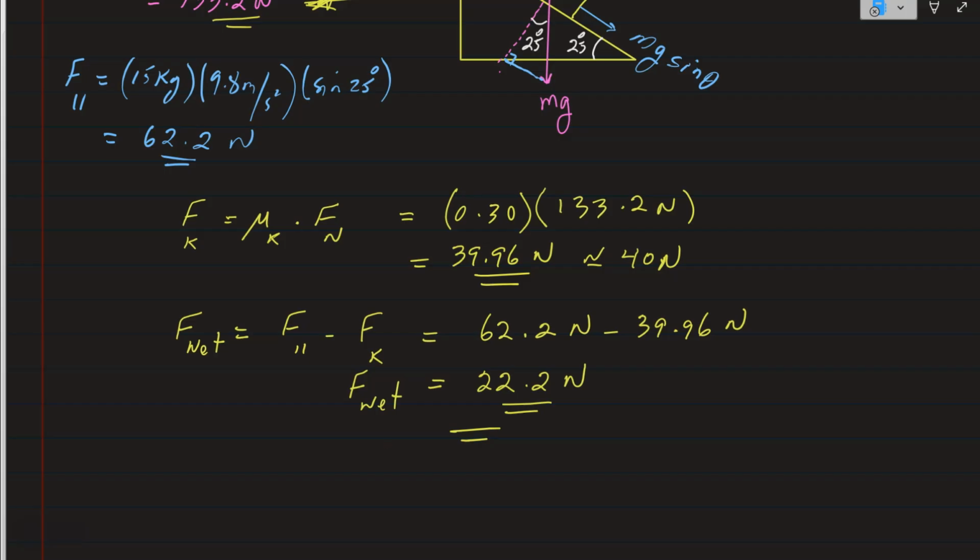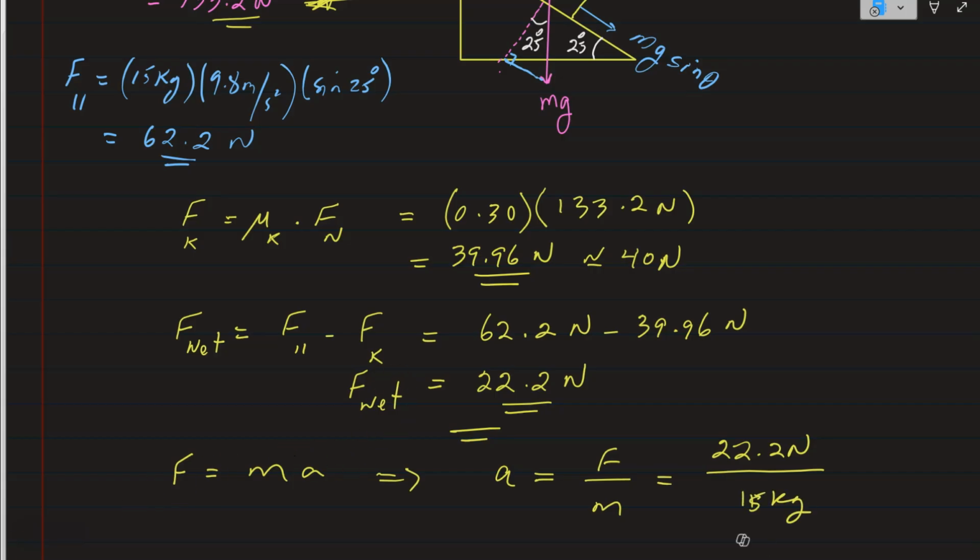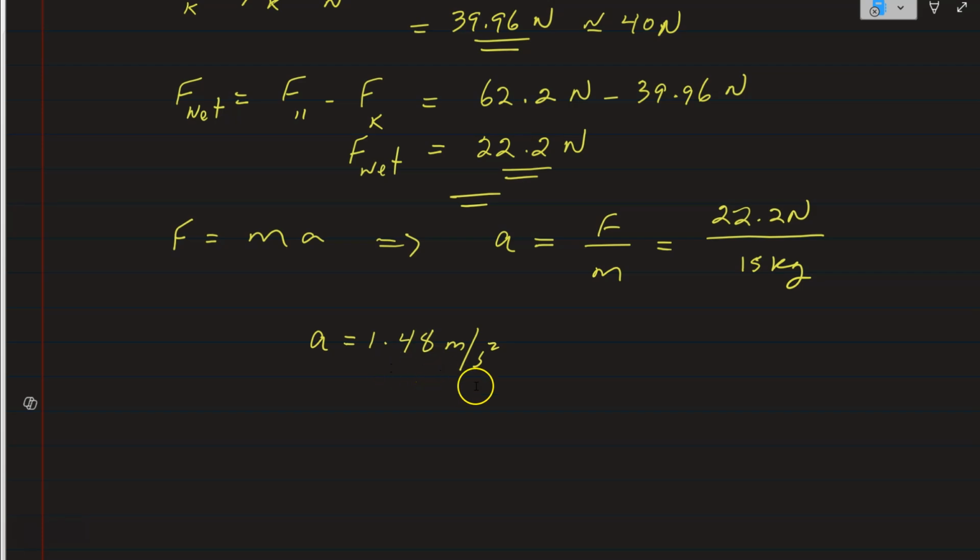Now that we have this, we're going to use F is equal to ma, Newton's second law, to find the acceleration of the system, which is F divided by m. Let's plug numbers in. That would be 22.2 Newton divided by the mass, which is 15 kg. And the answer will be 1.48 meters per second squared.